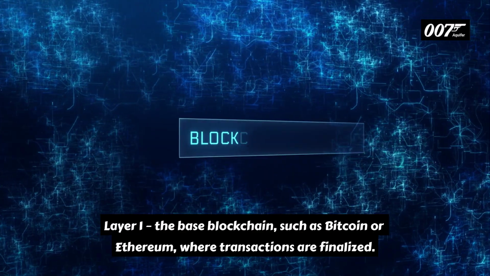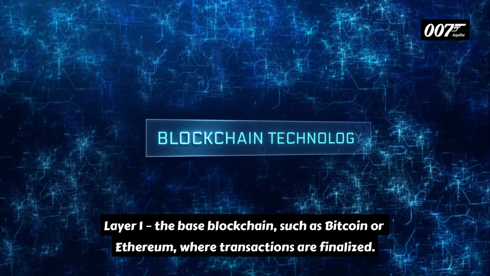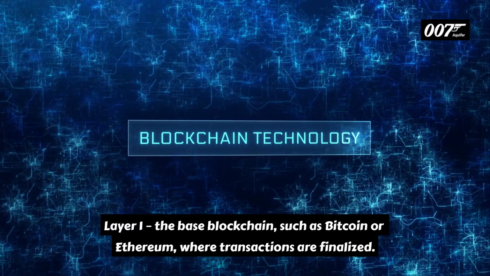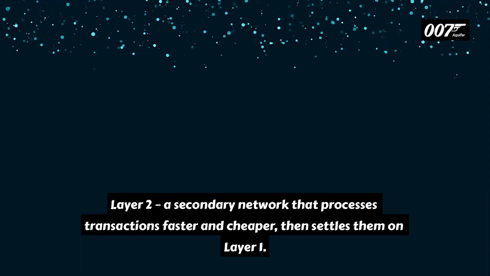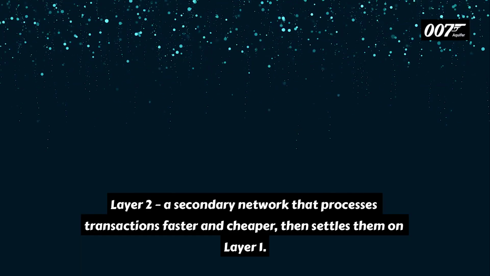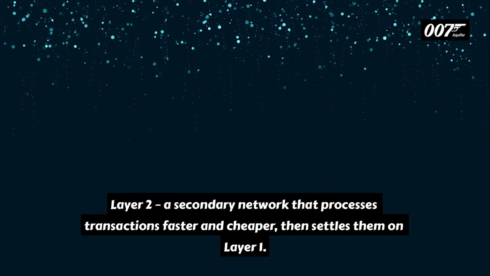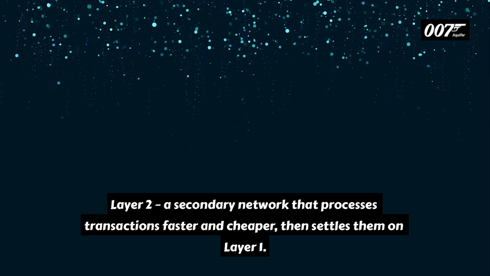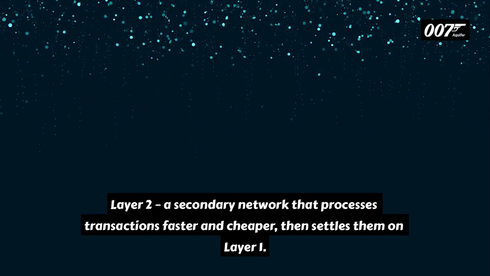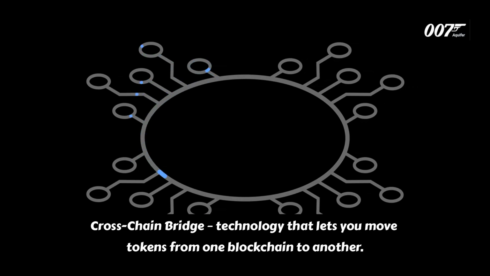Layer 1, the base blockchain, such as Bitcoin or Ethereum, where transactions are finalized. Layer 2, a secondary network that processes transactions faster and cheaper, then settles them on Layer 1. Cross-chain bridge, technology that lets you move tokens from one blockchain to another.